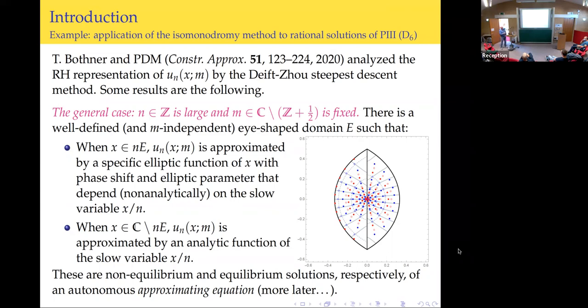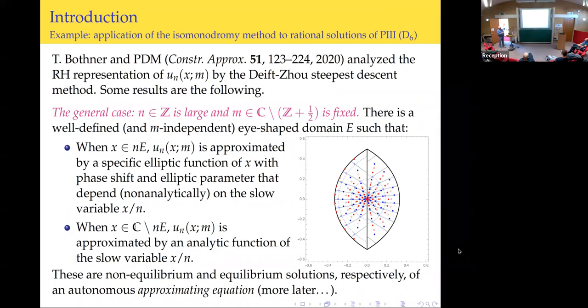Okay. So if that's the case for m, and you make n very large, n a large integer, then it turns out that what comes out is a well-defined domain in the complex plane, independent of the second parameter m, that we call E. It's sort of shaped like an I, so we use E to denote it. Here's the shape of it.